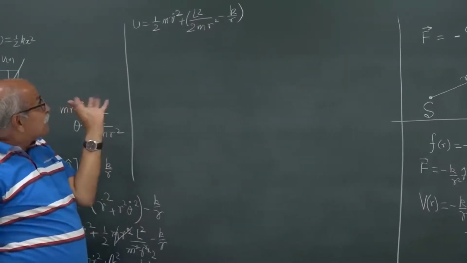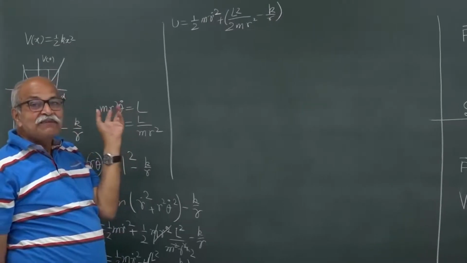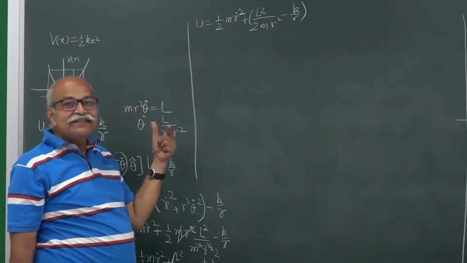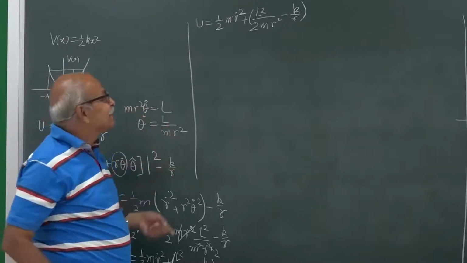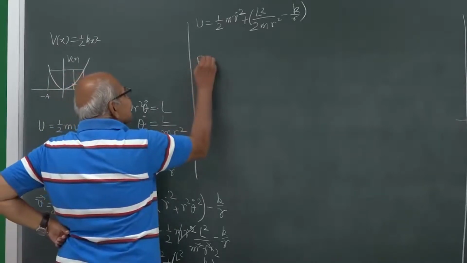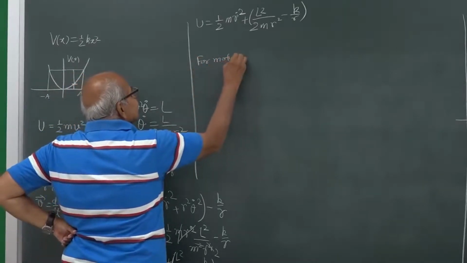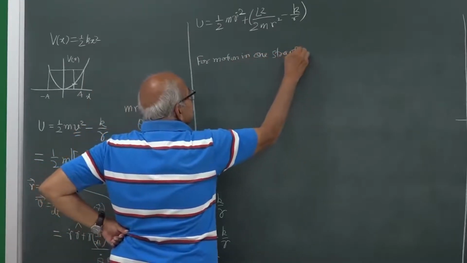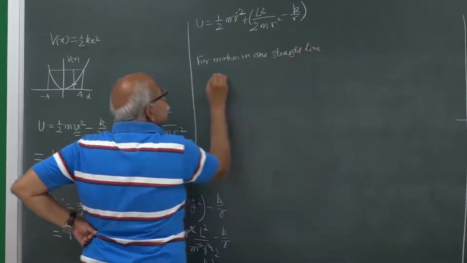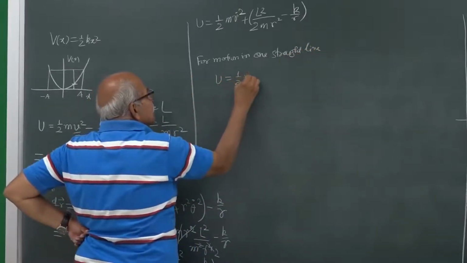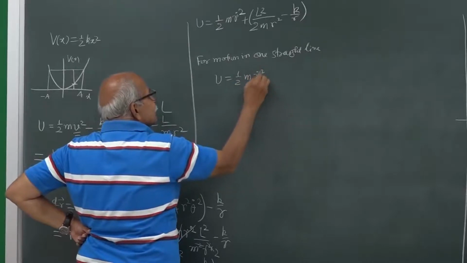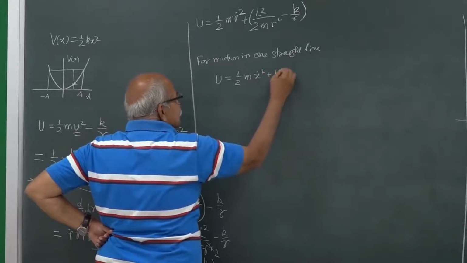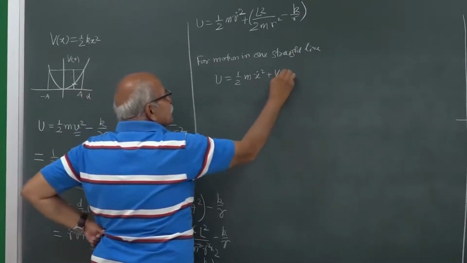Now, I have only one variable r, not x and y. So, it resembles motion in one straight line. There, for motion in one straight line, we had U is equal to half m x dot square, and then the potential V of x, y, z. This is a function of x.